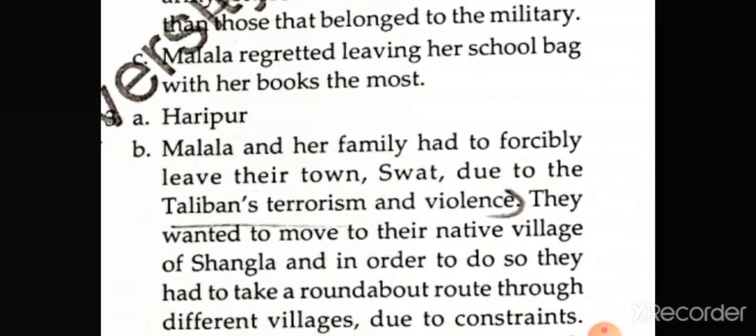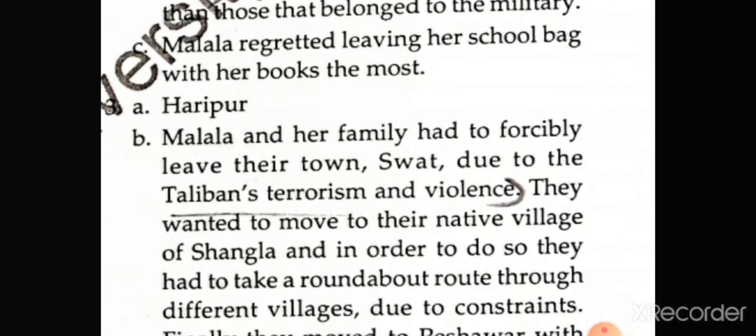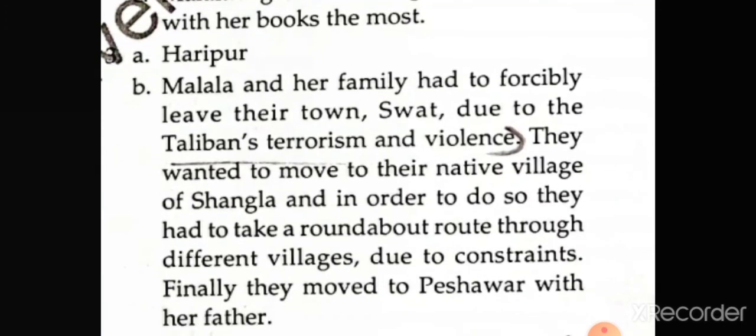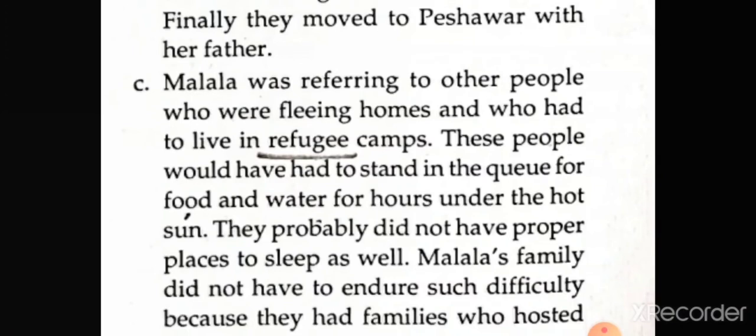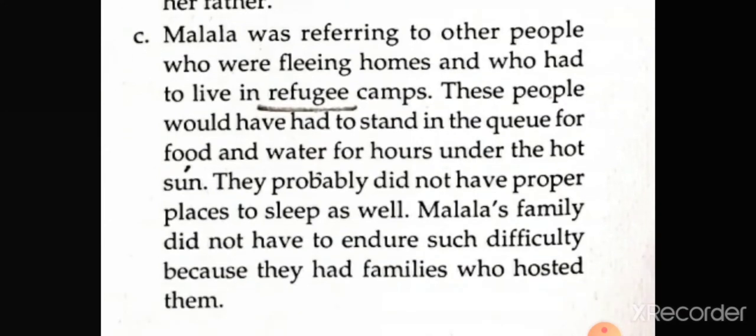And question number B, why did Malala have to journey to 4 cities in 2 months? This answer is also very long, which is not necessary to write. So Malala and her family had to forcibly leave their towns due to the Taliban's terrorism and violence. You can write the answer till here only. Question number C, who lived in the camps? In what way was their situation worse than Malala's? So Malala was referring to old people who were fleeing homes and who had to live in refugee camps. These people would have had to stand in the queue for food and water for hours under the hot sun.